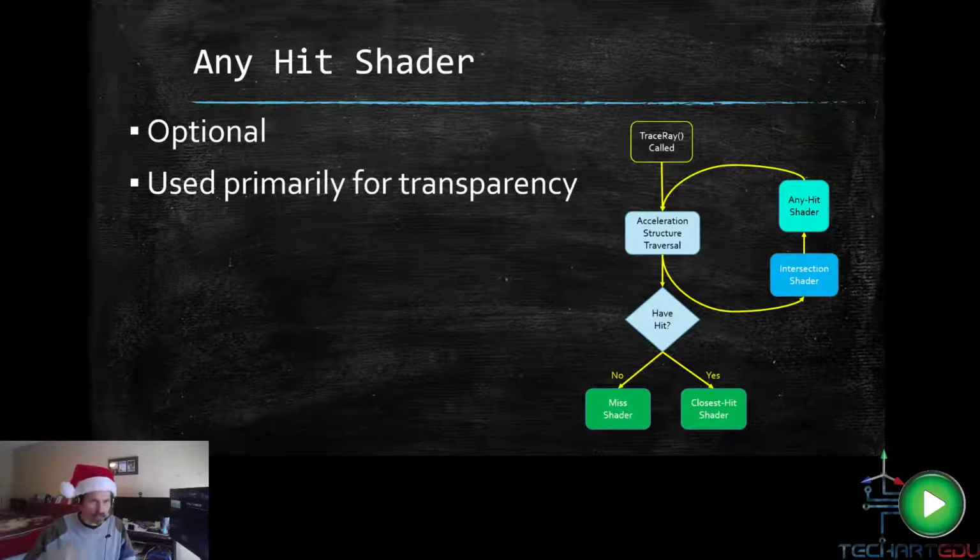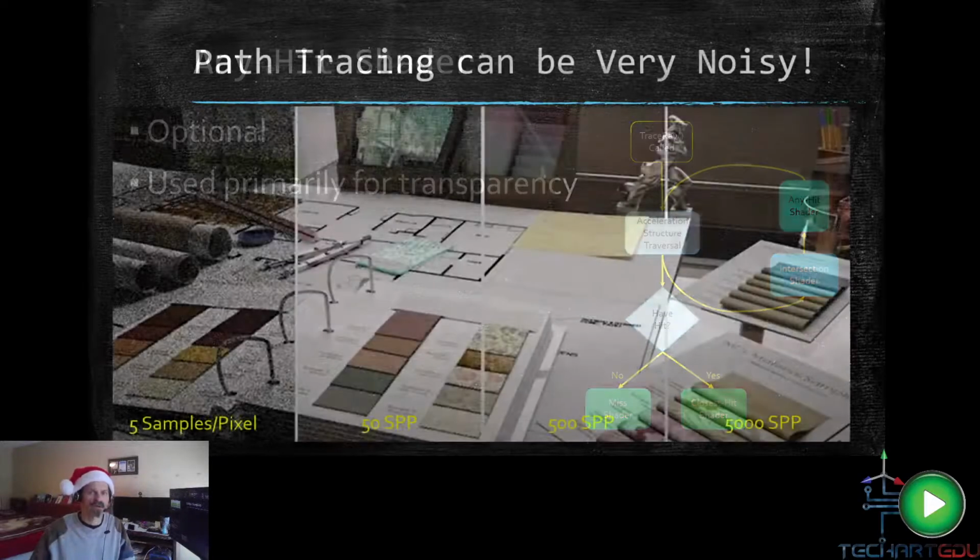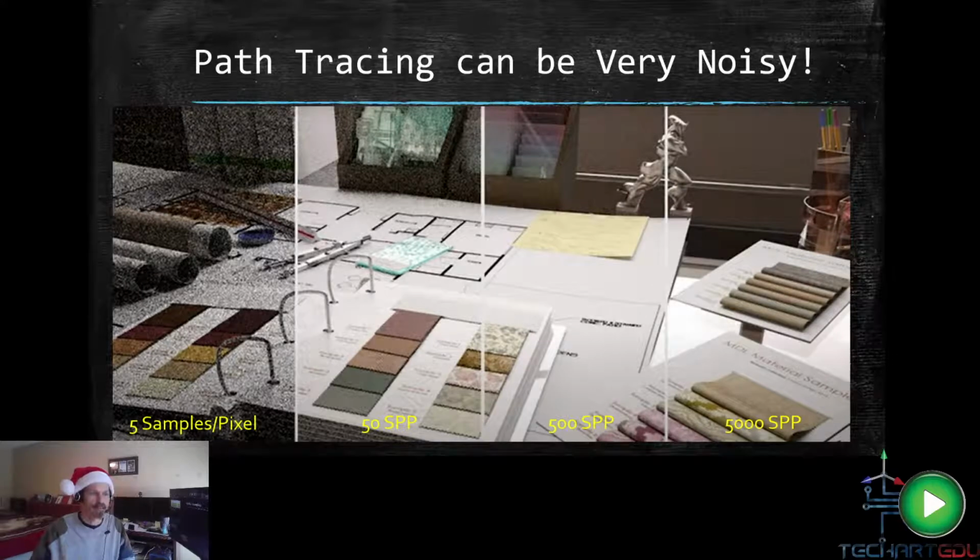Okay. Now, ray tracing is also called path tracing, and path tracing is where you send not just one ray going through every pixel, but a whole bunch of rays going through every pixel, and it can be very noisy. If you look at the image on the far left, this is the kind of noise you get when you only have 5 samples per pixel. The one next to it is 50 ray samples per pixel, then 500, and then 5,000.